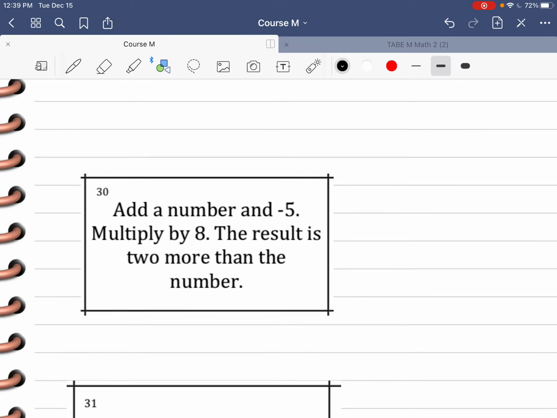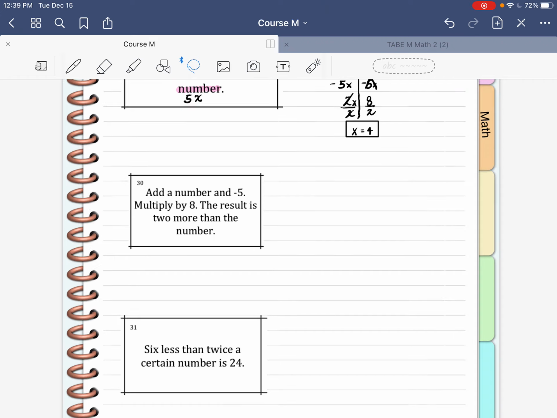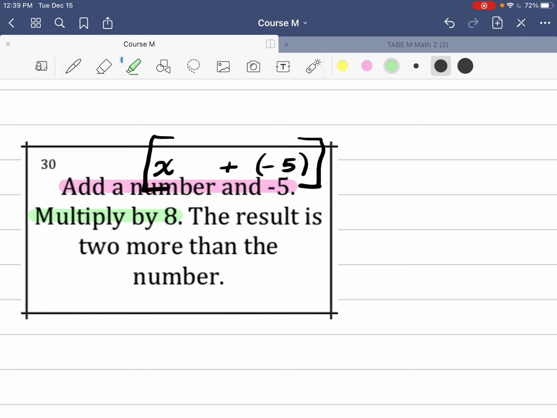Okay, number 30. I still don't have it in the right place, do I? Let's try it right there. Add a number and -5. So x plus -5. Multiply by 8. So we're going to multiply all of that by 8. I'm going to take all of this and multiply it by 8.